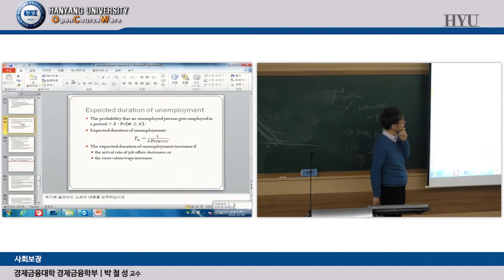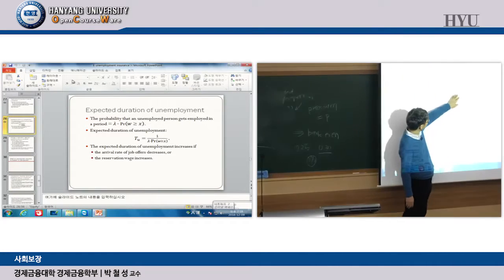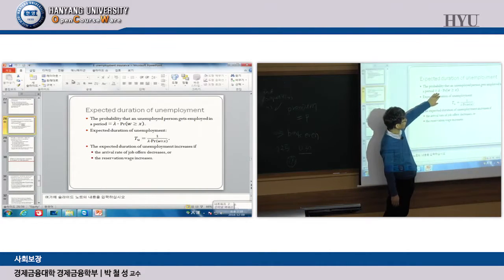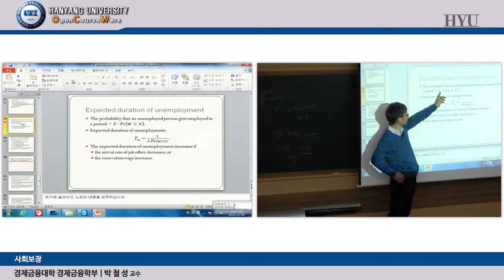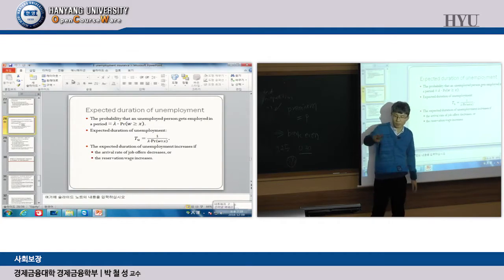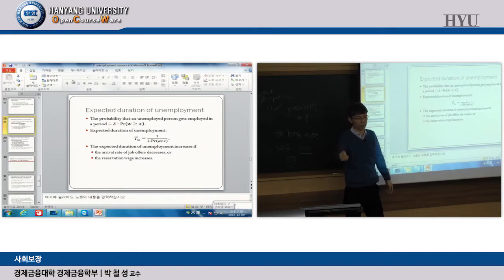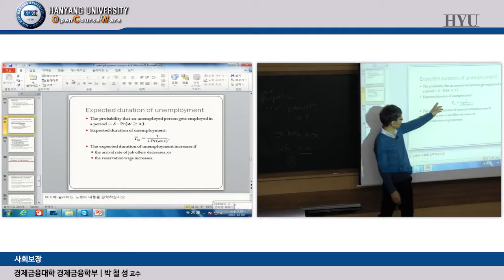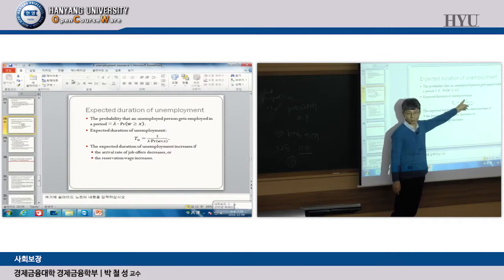Okay, so the first thing is that this is the probability that an unemployed person gets employed. Arrival rate times the probability that the job offer exceeds the reservation wage. If both conditions are met, then this individual will just take the job and become employed. So expected duration is just 1 over this probability.